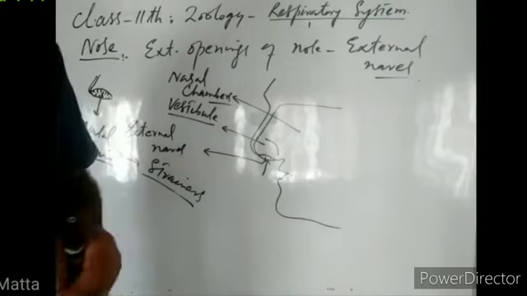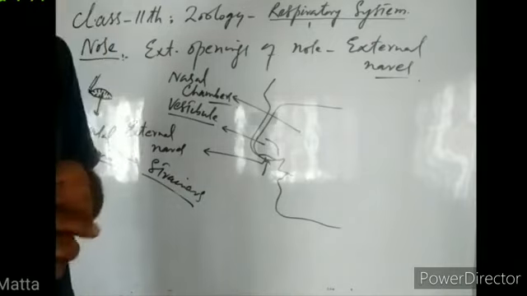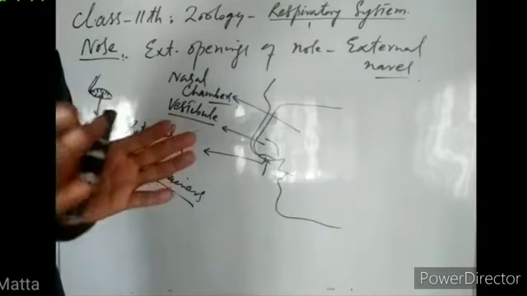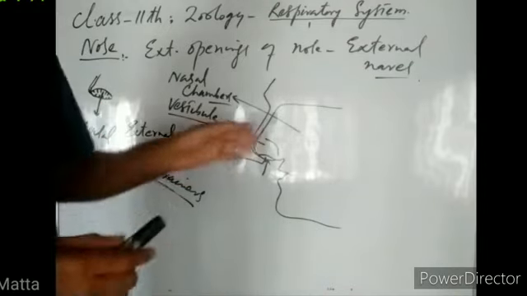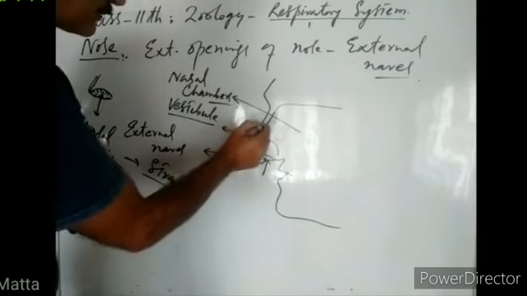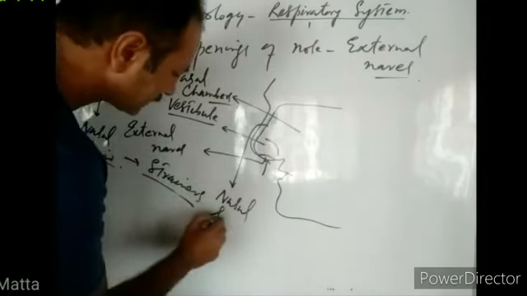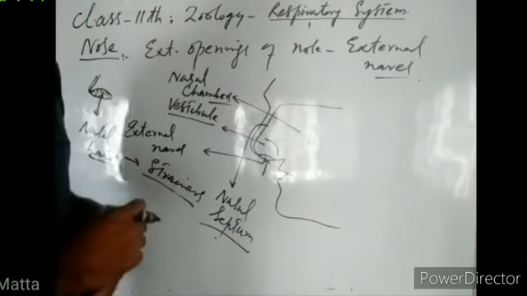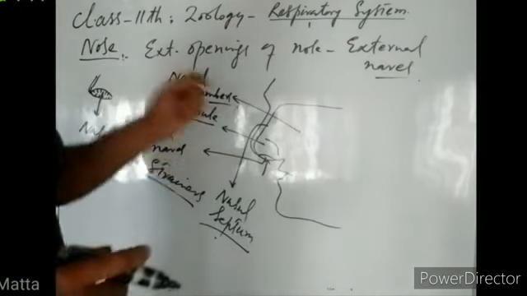So the right nostril opens into the right nasal chamber, and the left nostril opens into the left nasal chamber. These nasal chambers are separated from each other, partitioned internally by a partition known as the nasal septum. This is the nasal septum here. The anterior part of this nasal septum is cartilaginous, while its posterior part is bony, right?